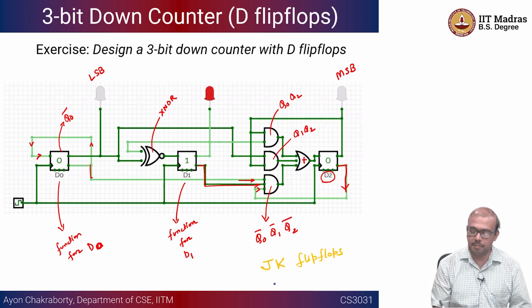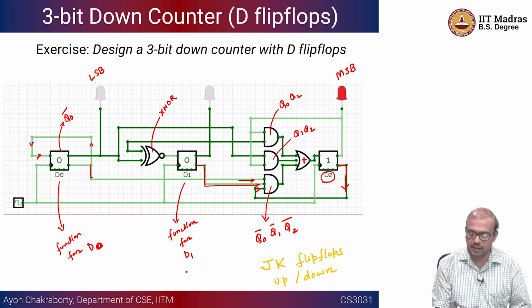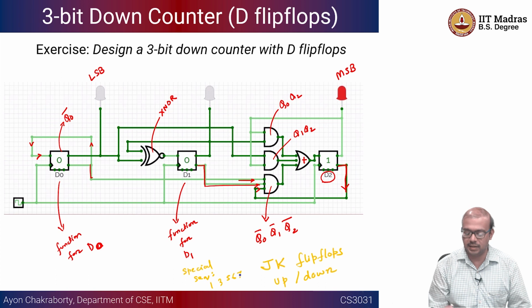Okay. You should be practicing up as well as down, and various kinds of things like a special sequence. So the special sequence could be 1, 3, 5, 6, 7, right? And then back. So the more variations you try out, the better grip you will have on the particular topic, right?